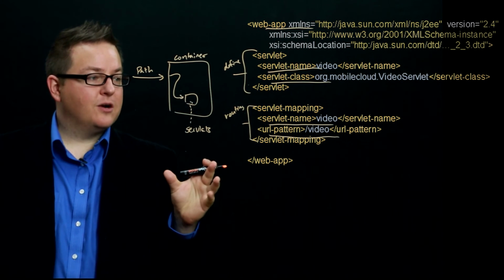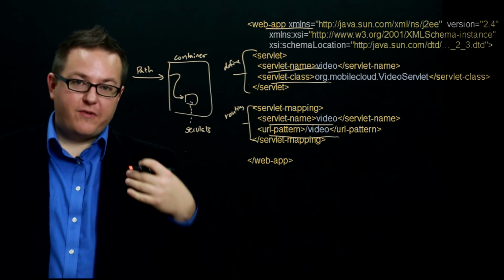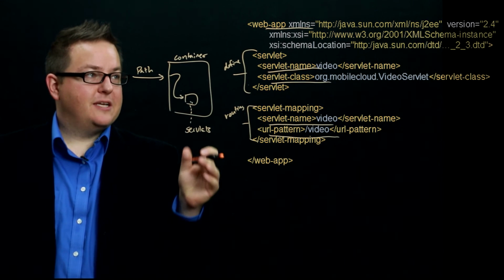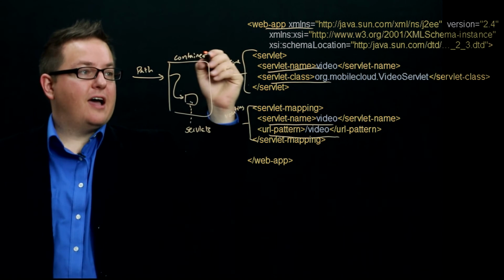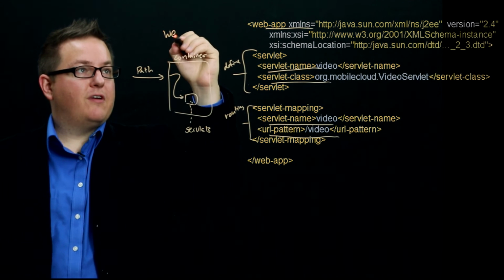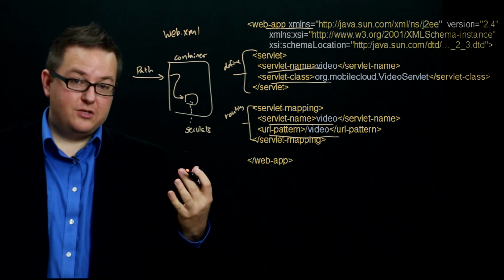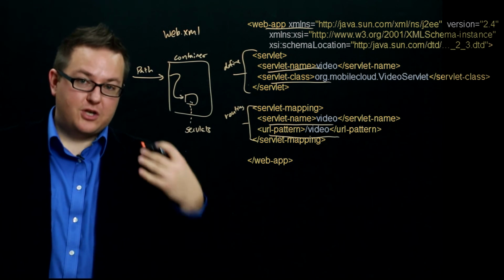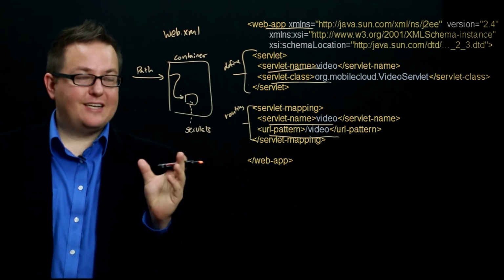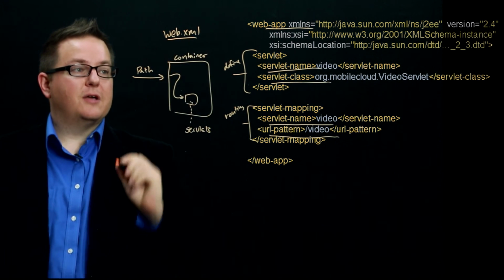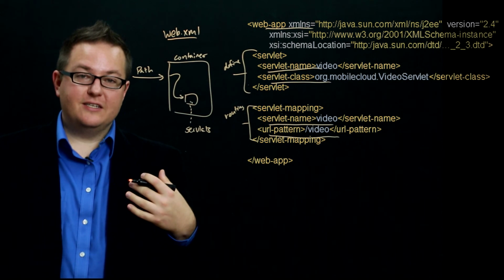Now, as we'll see later, we're going to actually use a finer-grained and more advanced routing mechanism, but for now, this is the basis. This is what goes inside of a web.xml file. And a lot of newer applications don't use web.xml. They use Java-based configuration, but the vast majority of applications that are out there still use web.xml. So it's important to know what it is and how it works.